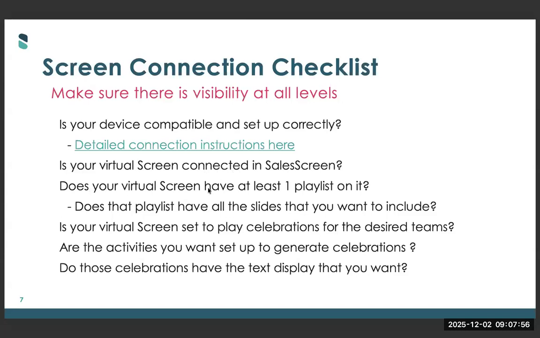You'd want to make sure your virtual screen has at least one playlist on it, because if you're connected but there's no playlist, then nothing's going to show. By a similar token, you want to make sure that playlist has all the slides that you want to include on it, because if it's an empty playlist, again, it's not going to show you much. And then you'd want to check to make sure your virtual screen is set up to play celebrations for the desired teams. That's in that settings window on the side that we talked about. And that the activities you want to generate celebrations are set up to do so and have the text that you want. We're going to go over all that stuff right now.